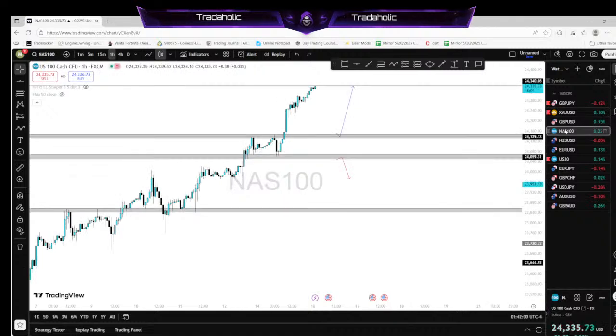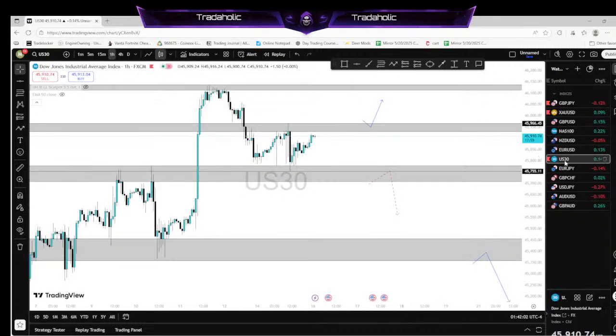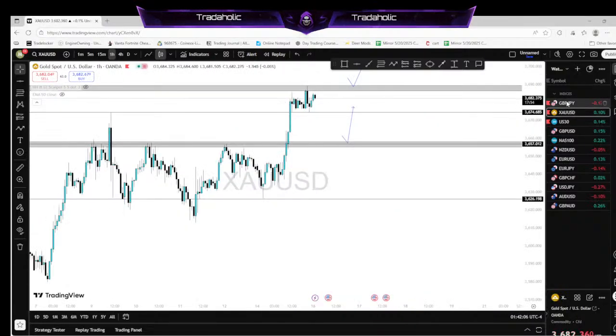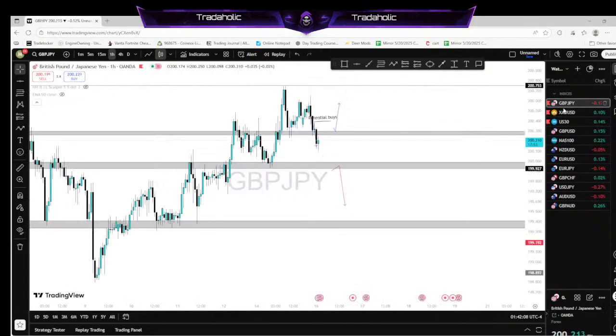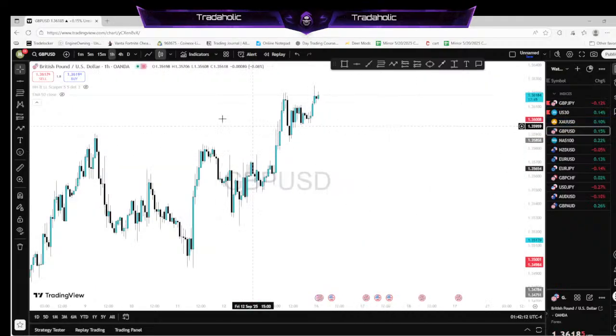We did NAS 100. Don't really like that. We did US 30. US 30 looks pretty cool. So far my top 2 is gold and GJ, but I like GJ more than I like gold. So we're gonna adjust this a little bit. And then let's look at GBP USD.